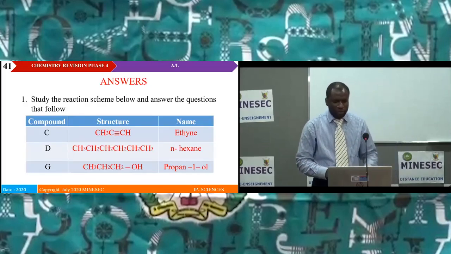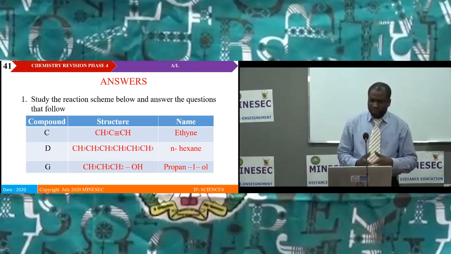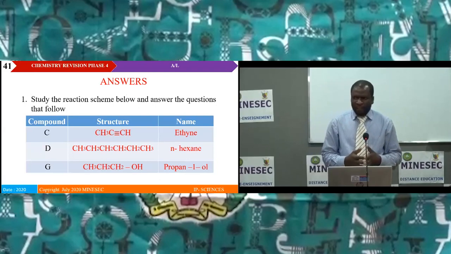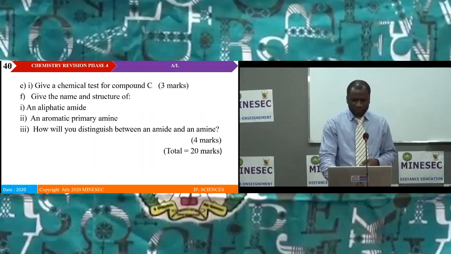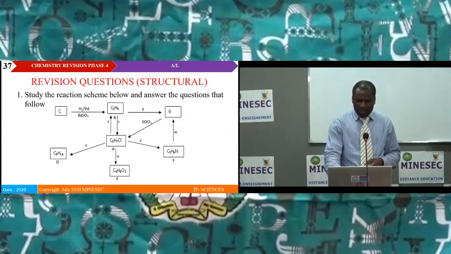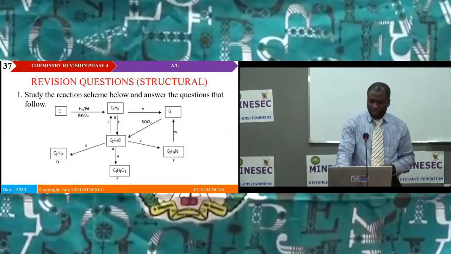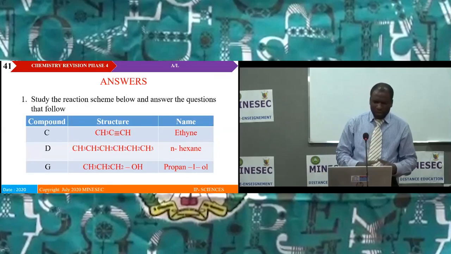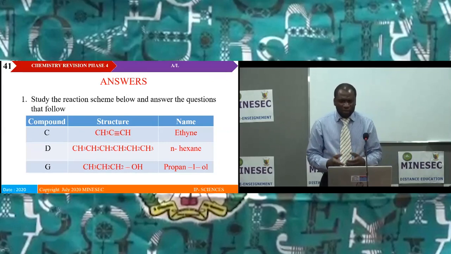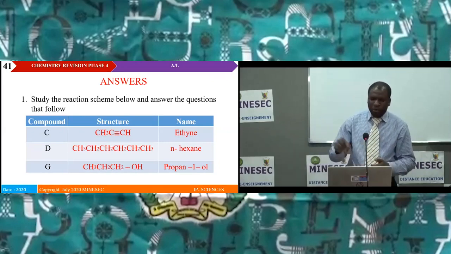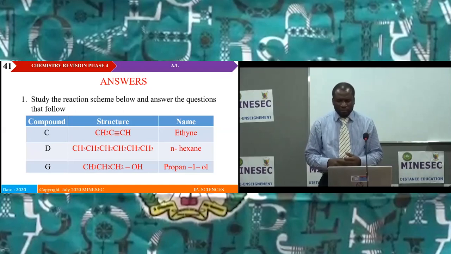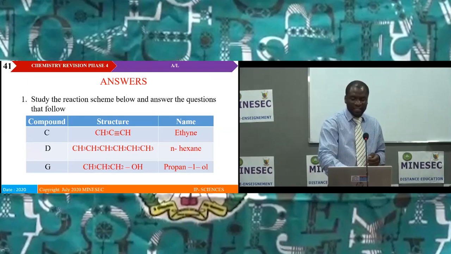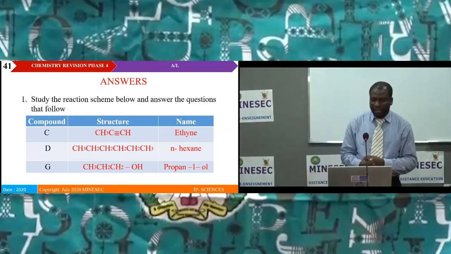Answers. So we are asked to study the reaction scheme and answer the questions that follow. So I'll quickly project the reaction scheme again, then we'll go back to our answers. Compound C structure, CH3C triple bond CH. And that is propyne, not ethyne, please. On the screen is ethyne. It is propyne. That's a three carbon compound, not ethyne. Propyne.